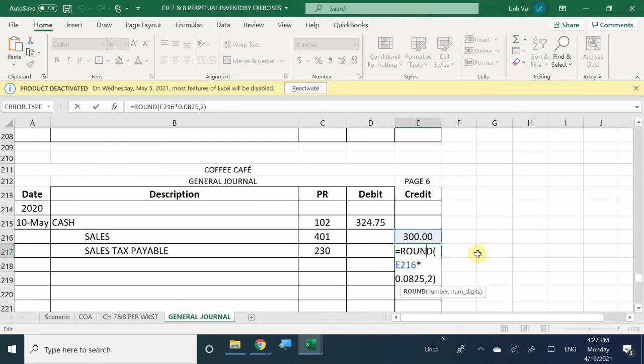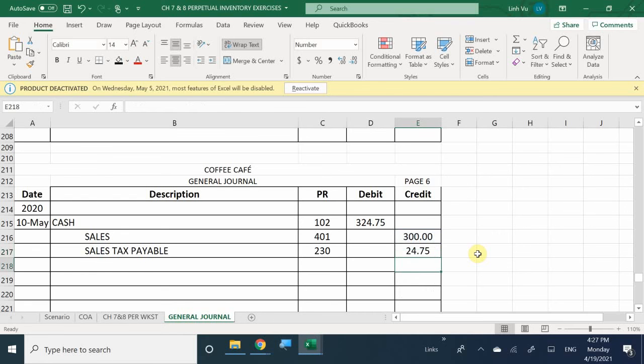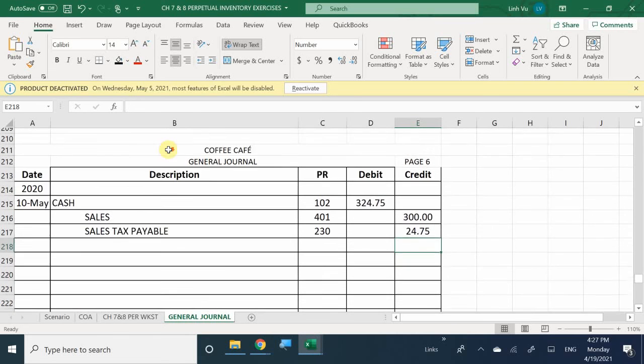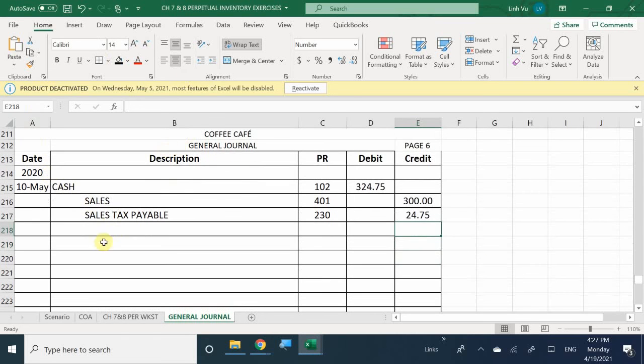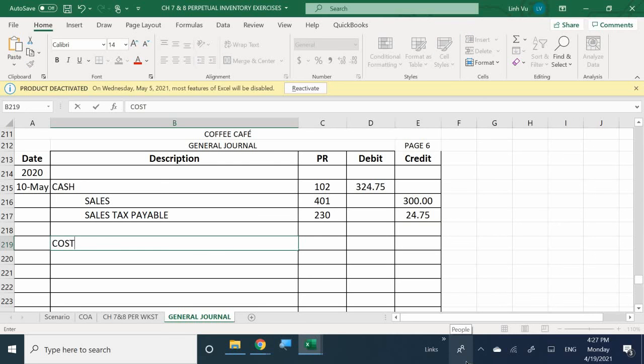Okay, and then it was a 300. 300 times the tax. I got that 324.75. Got it. Perfect, right? Then you add those up together to see how much cash you got in grand total. Once again, because sales, right, you're going to mention it when you post it in your cost of goods sold. So we'll skip that description and just go straight into the cost of goods sold.